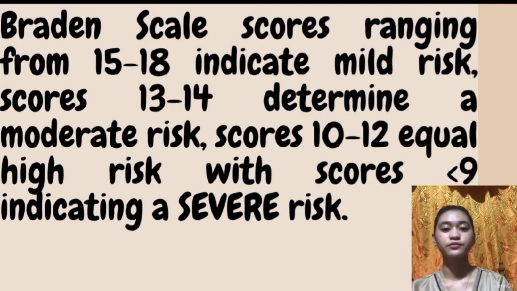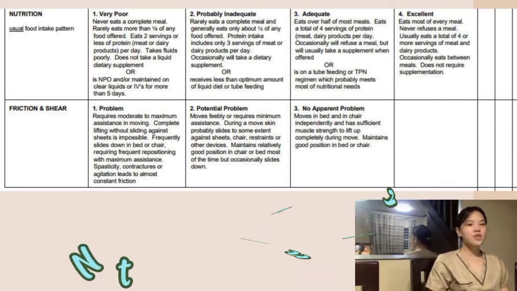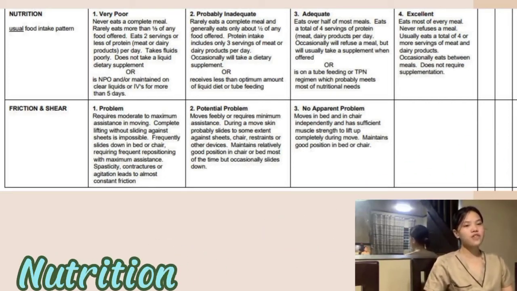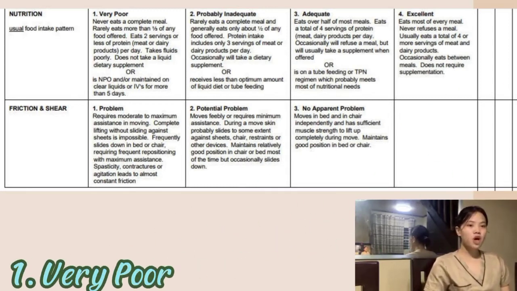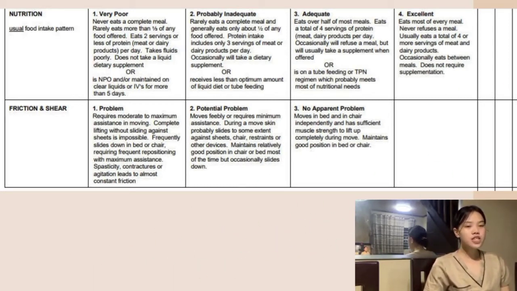Thank you. In the Braden scale, you have nutrition. Under nutrition, you have the usual food intake pattern, and 1 indicates very poor. The patient never eats a full meal, rarely eats more than half of any food offered, and eats 2 servings or less of protein per day. They also take fluids poorly, do not take any liquid dietary supplements, or are NPO and maintained on clear liquids or IVs for more than 5 days.